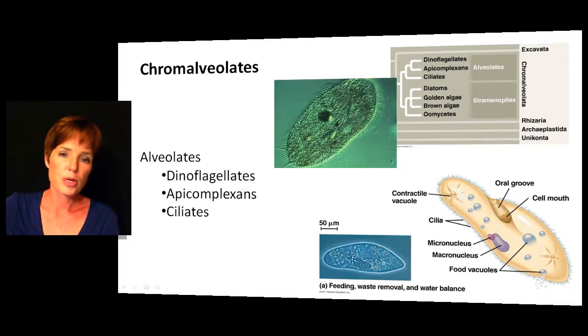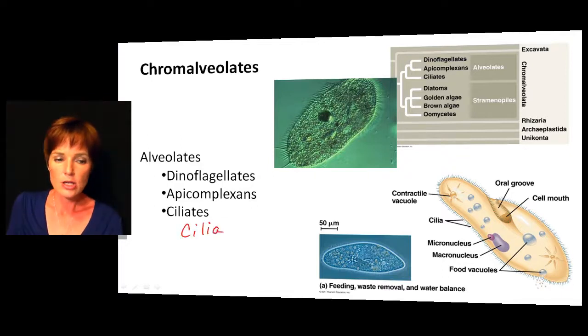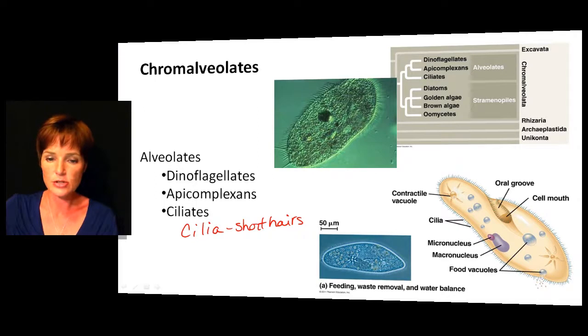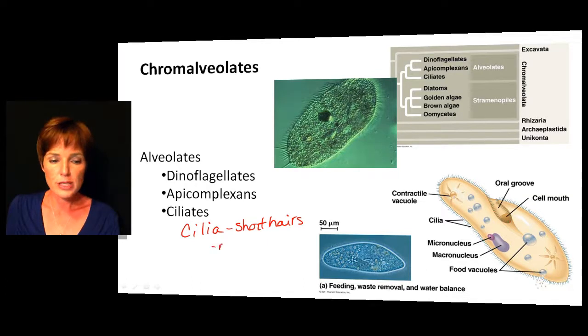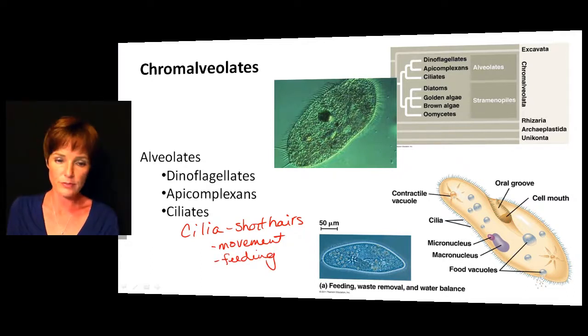The last group of the alveolates are the ciliates. And the ciliates, you might have noted from the name ciliate, they're going to have a lot of cilia. So these are short hairs that you would find all over the surface of these cells. And you can see that in the picture here that we've got lots of little hairs on the surface. These are used for movement. They can be also used for feeding. So it can create a little current to help bring things towards it for feeding.